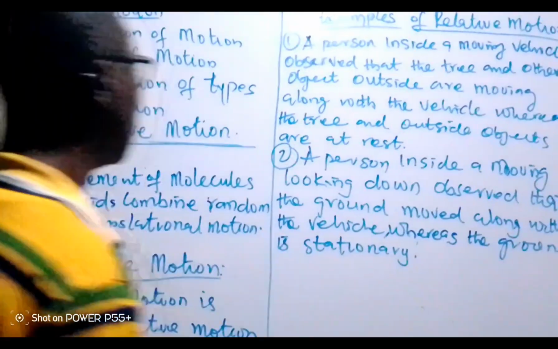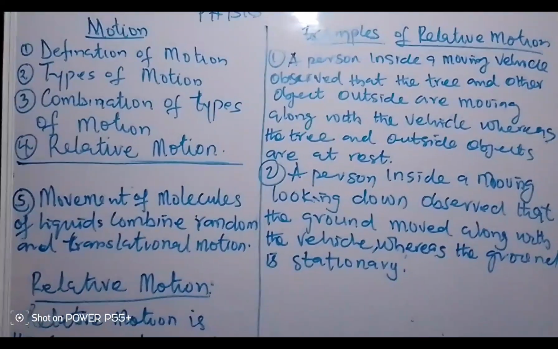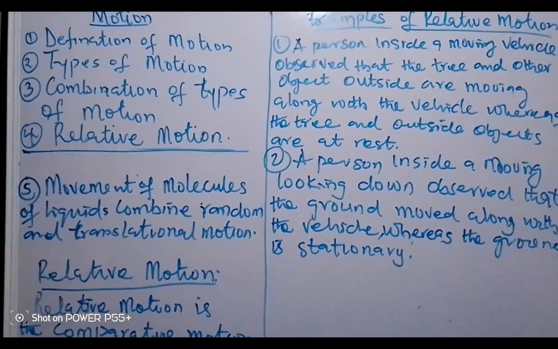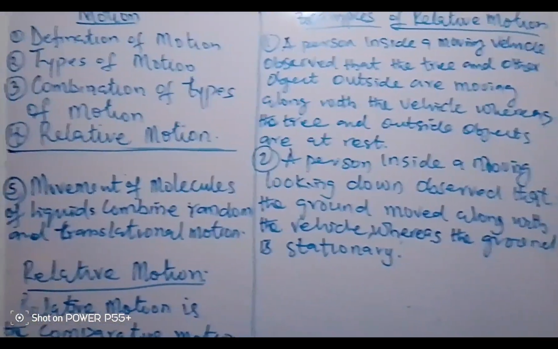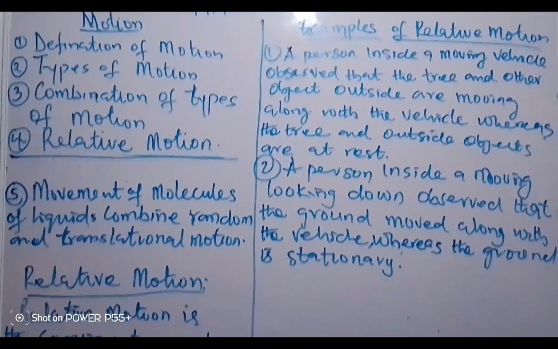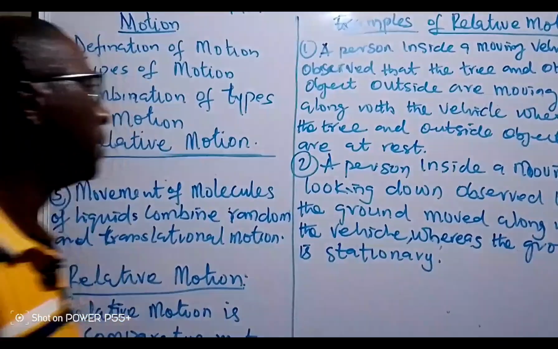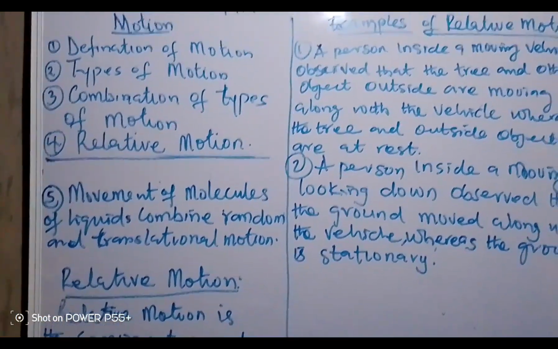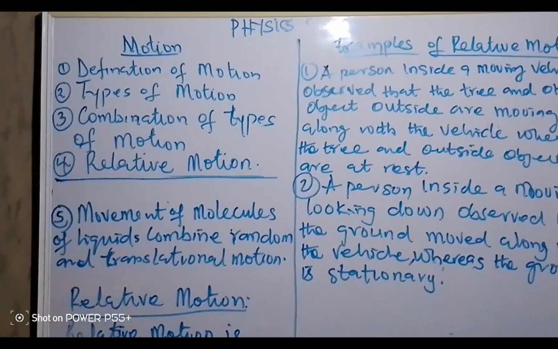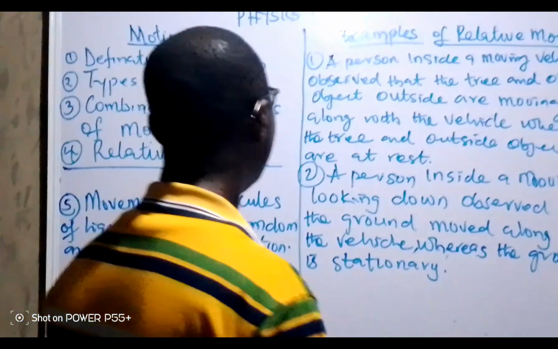And from what we have seen today, we have seen motion, the definition, types of motion, combination of different types of motion and relative motion. In our next video, we are going to look at the basic terms used in motion. The first one we are going to look at is position, distance, and displacement. The other one will be in the next video.